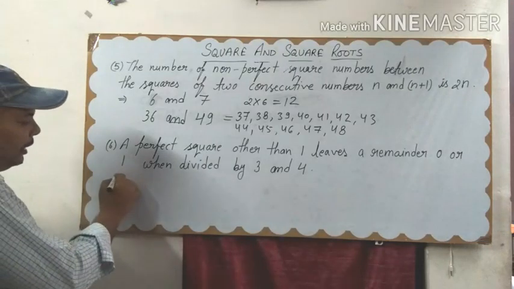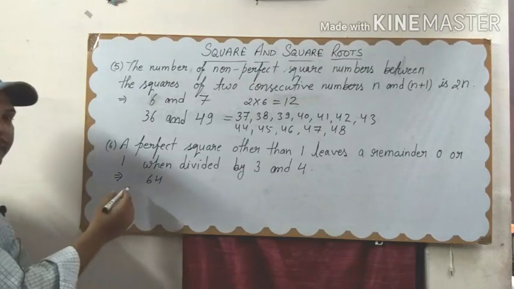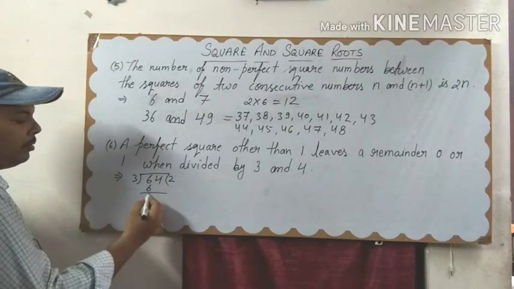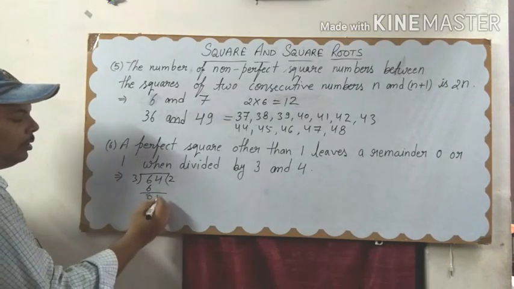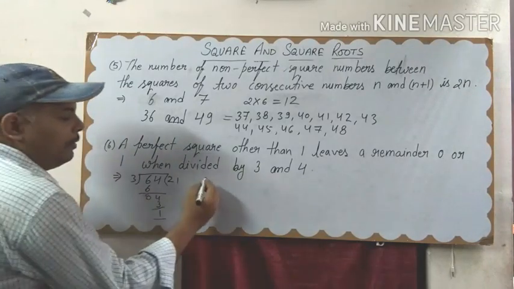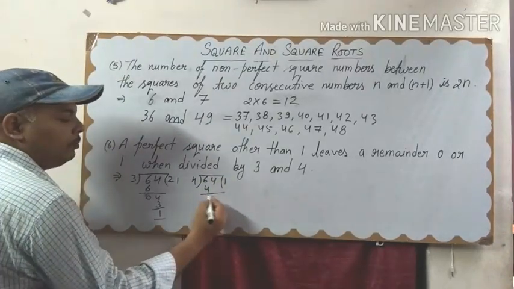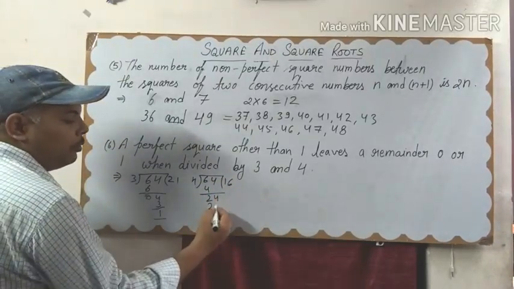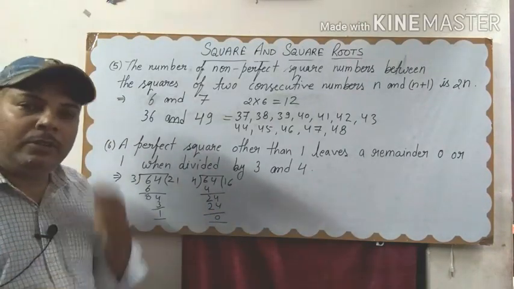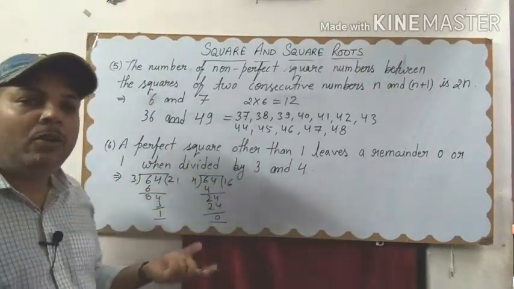See the example. If we take 64, which is a perfect square number, and we divide it by 3, 3 2s are 6 and 3 1s are 3. What remainder comes? 1. If we divide 64 by 4, 4 1s are 4, 4 6s are 24. What remainder comes here? 0. Means whenever you divide a perfect square number by 3 or 4, you always get either 0 or 1.